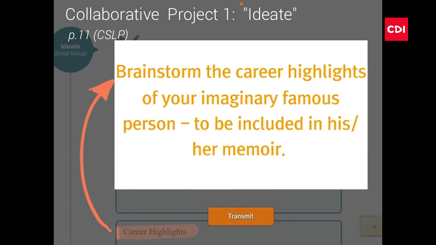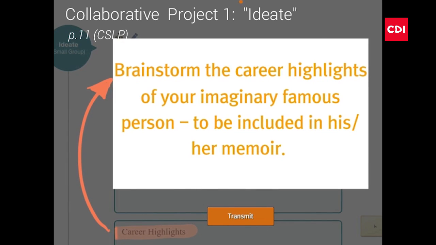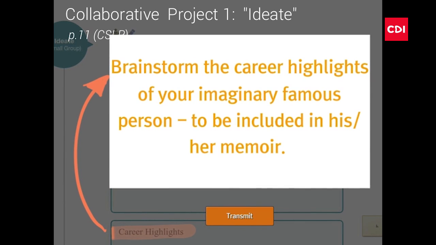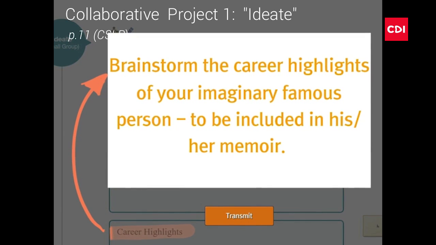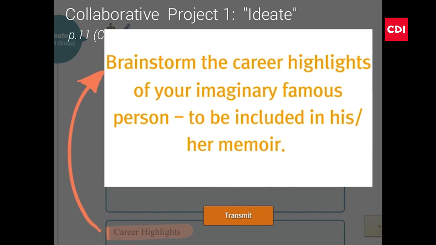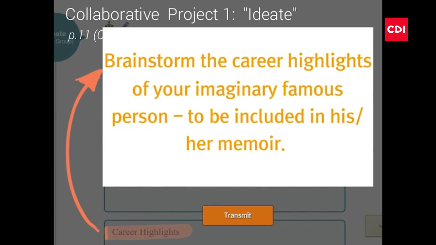So originally, again, it said, collaborate with your group members to come to an agreement on your choice of a successful person for whom you will write their memoir and list the specific aspects of their life that you will include in the memoir. It's then sectioned off into the 3 sections: special opportunities, family history, and career highlights.